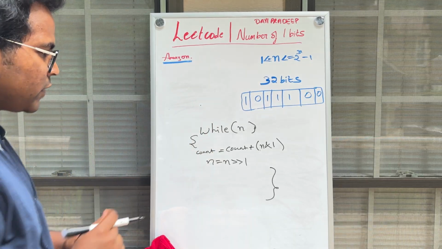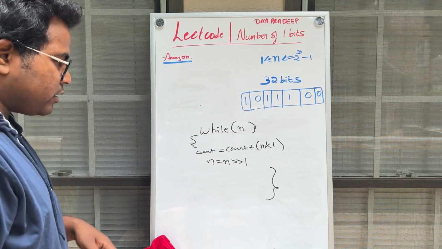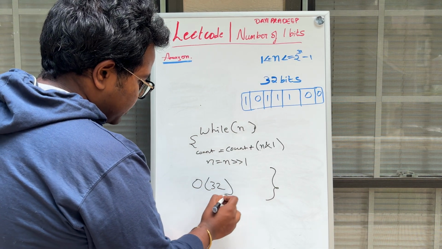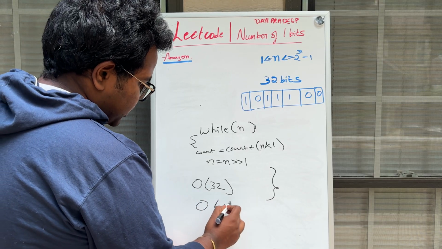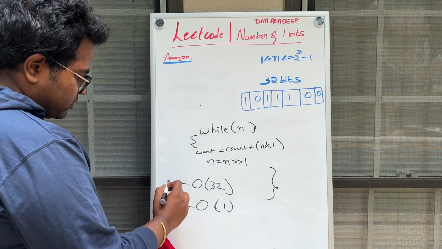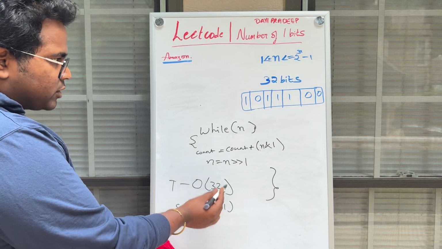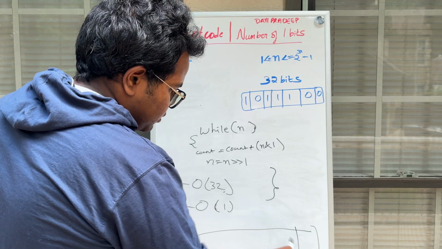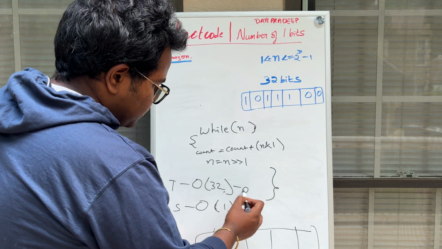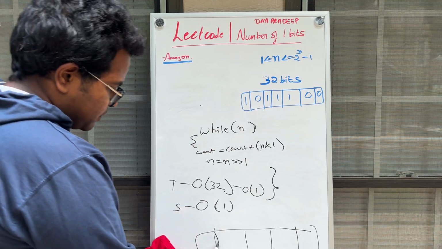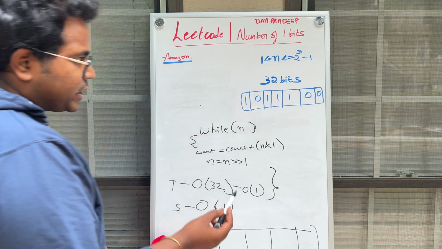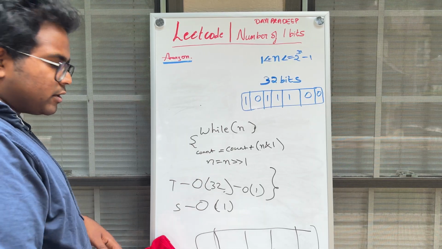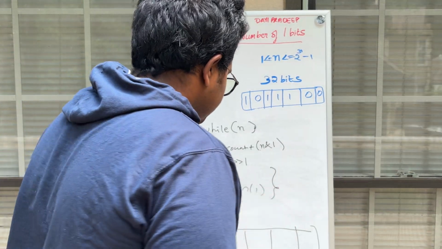Got it? So this is one approach, and it's going to take order of 32 time and order of 1 space. You may think, why order of 32? Because it has 32 bits, which is ultimately order of 1. Order of 32, because it is an integer, it has 32 bits, so it's going to iterate every bit in the worst case scenario.